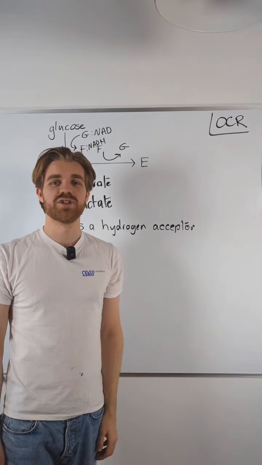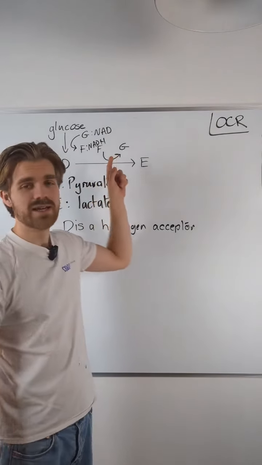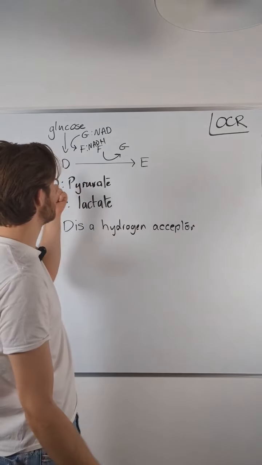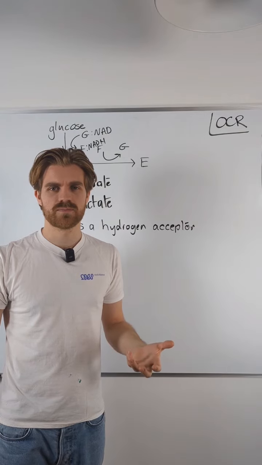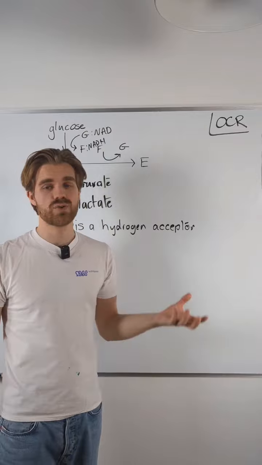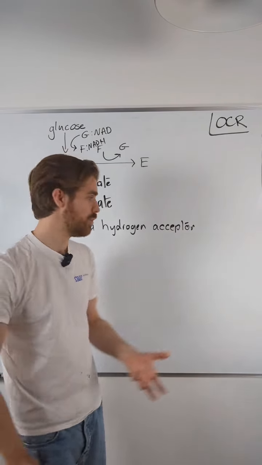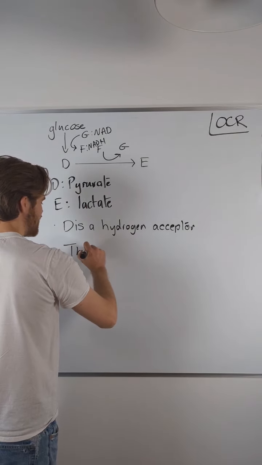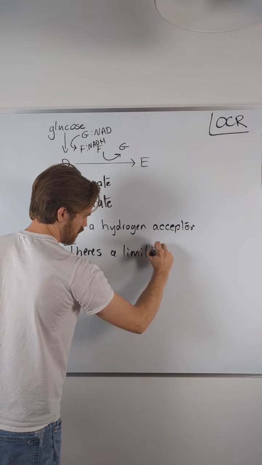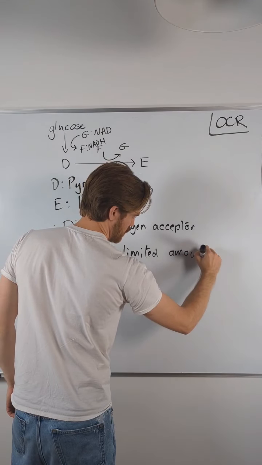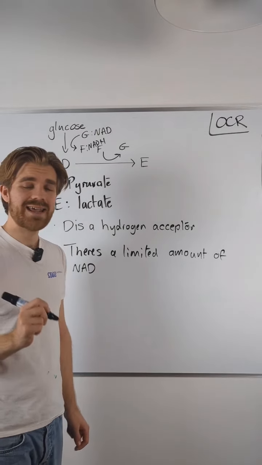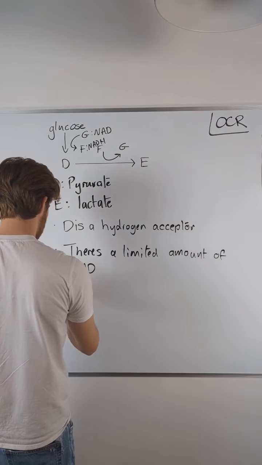And in the third part to our question, we're asked, why is it important for G, which we now know as NAD, to be formed during this reaction of D to E, this lactate fermentation? Well, it's necessary for the NAD to be reformed because that NAD needs to go back to glycolysis to allow the glycolysis to form. There's a limited amount of NAD. And that NAD is necessary for glycolysis.